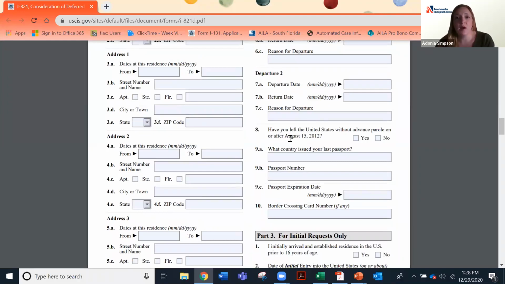This probably won't apply to initial DACA applicants, but for some reason, if you were able to get advanced parole and you traveled outside of the United States after August 15th, 2012, you would need to indicate that. Next, put down your passport information, if you have one. If it's expired, go ahead and put it down. We do recommend that you have an unexpired passport, unless there are concerns about obtaining the passport from the country or any sort of issues. For example, in Venezuela, it's impossible to get passports at this time, so you may have an expired passport.